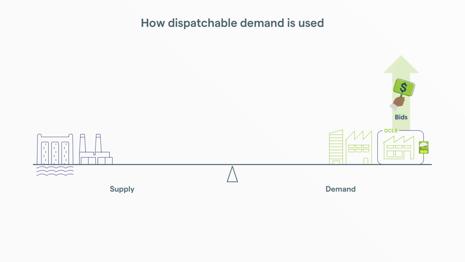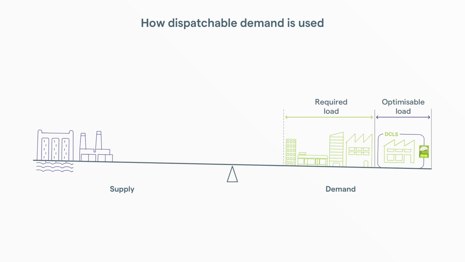For every trading period, the DCLS sends dispatchable demand bids indicating the highest price they are willing to pay for electricity. The required load is the non-optimizable load. It can't be dispatched off or on by the system operator. Dispatchable demand is considered optimizable load.